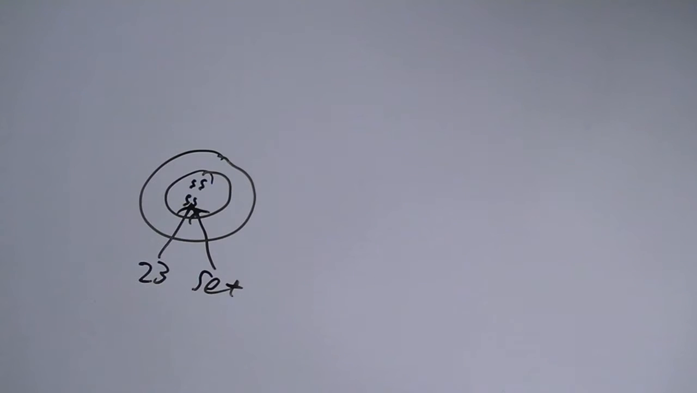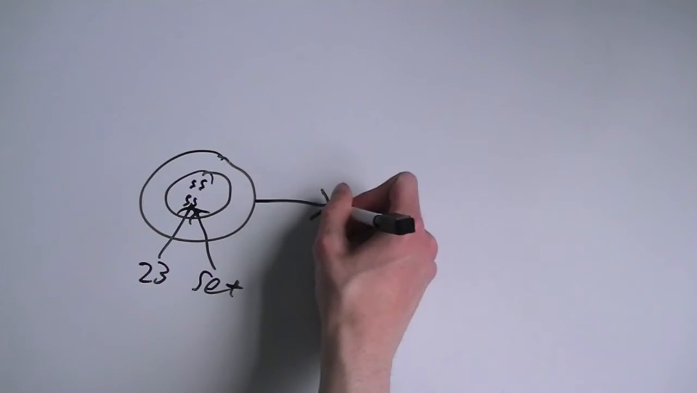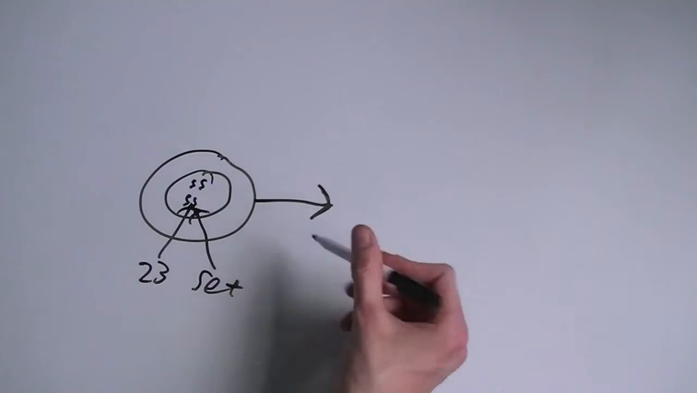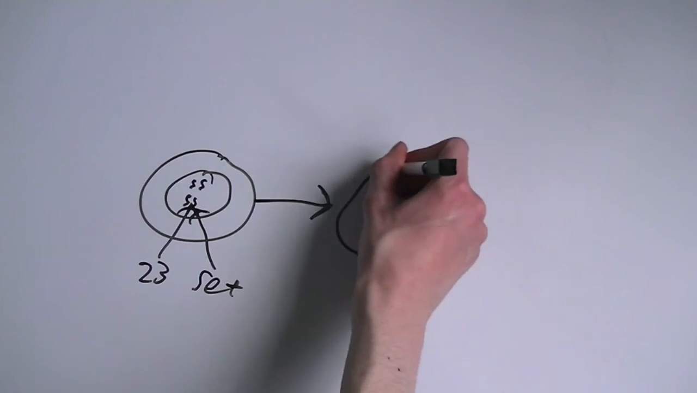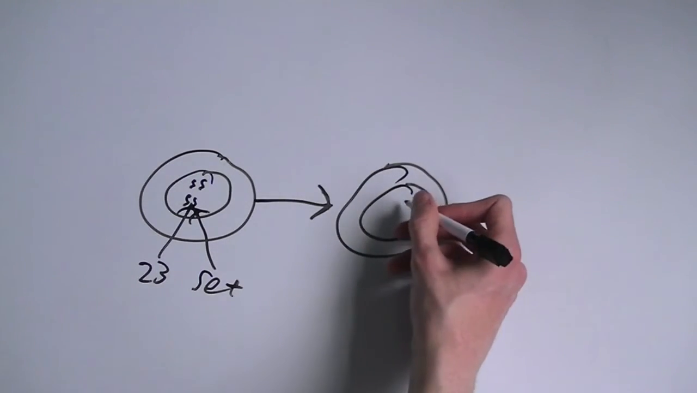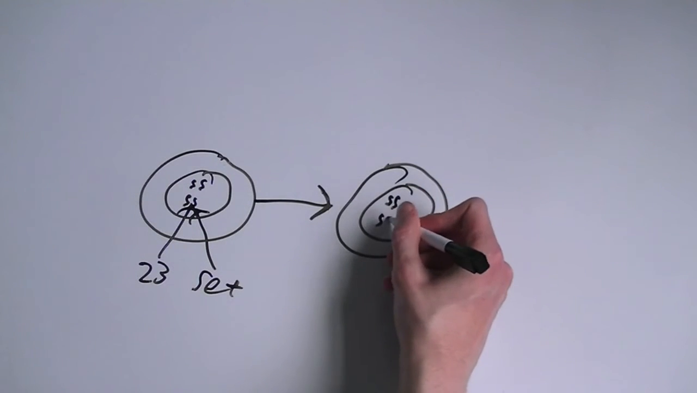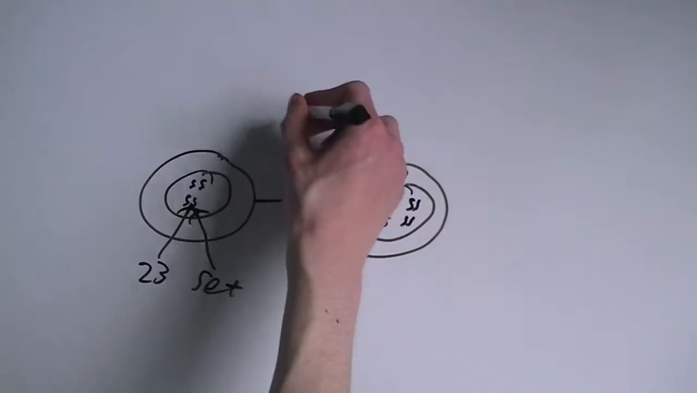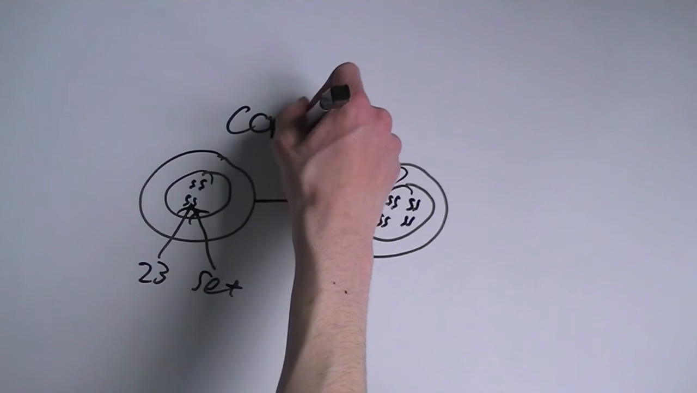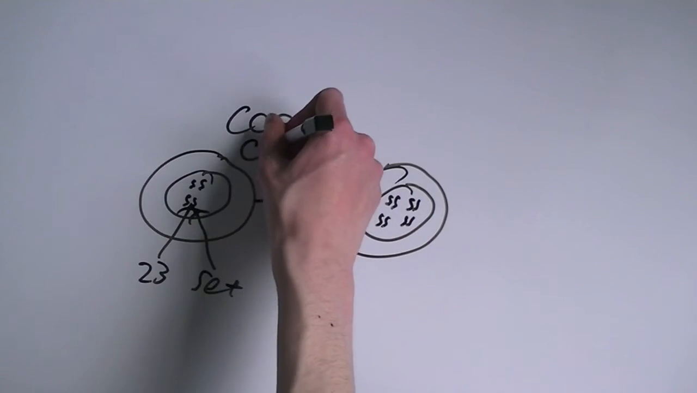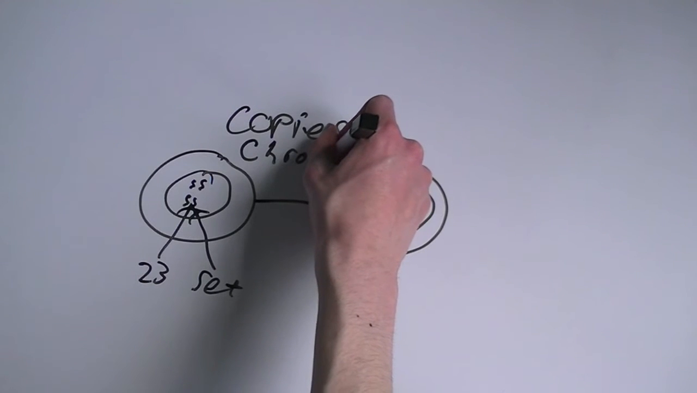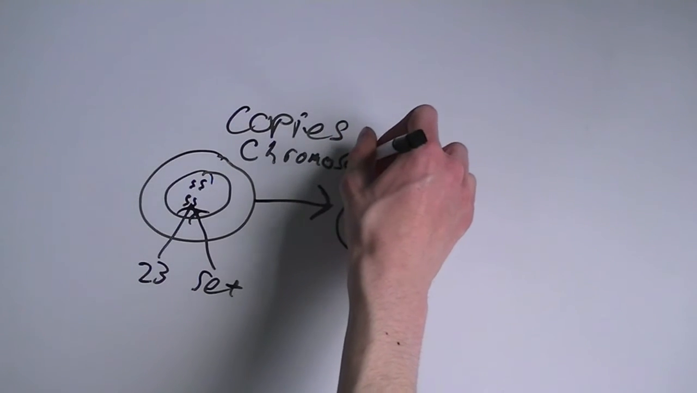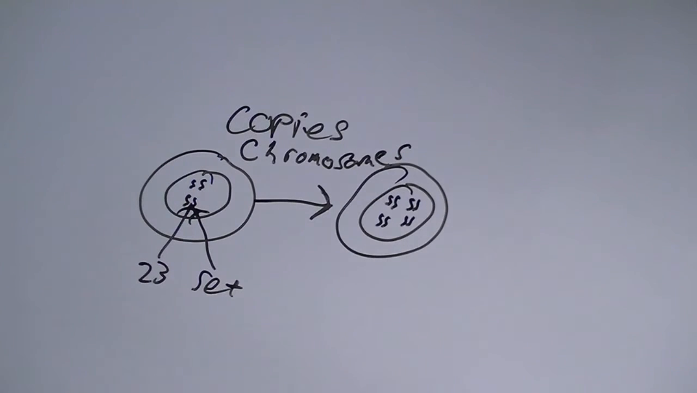Now, mitosis is very simple. What will happen is these chromosomes will copy themselves within the nucleus, okay? So within the nucleus, instead of having 4 of these little S's, you'll have another 4, and you'll have 8 altogether. So it copies itself. Copies chromosomes. Again, I apologise for the handwriting. My handwriting is particularly awful.